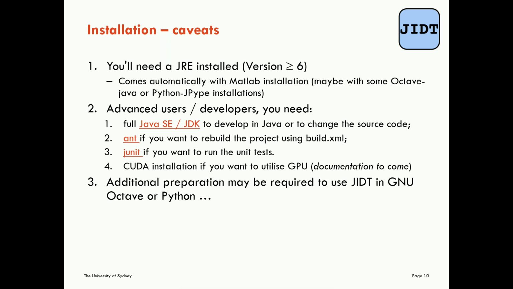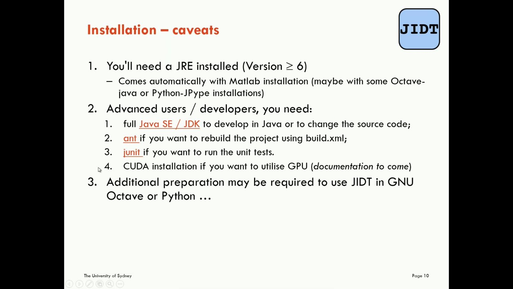If you're going to use Java directly and write your code in Java, then you'll need a full Java Standard Edition or Java Development Kit if you want to develop code in Java or if you want to change the source code. Okay, but that's really for more advanced users. If you want to rebuild the project, if you fork from Git, or if you want to change the source code, you're going to need ant to rebuild the project. If you want to run the unit tests, you're going to need JUnit installed as well. And if you want to utilize the GPU part of the library, you're going to need a CUDA installation for that. But those four items there, they're really for more advanced users.